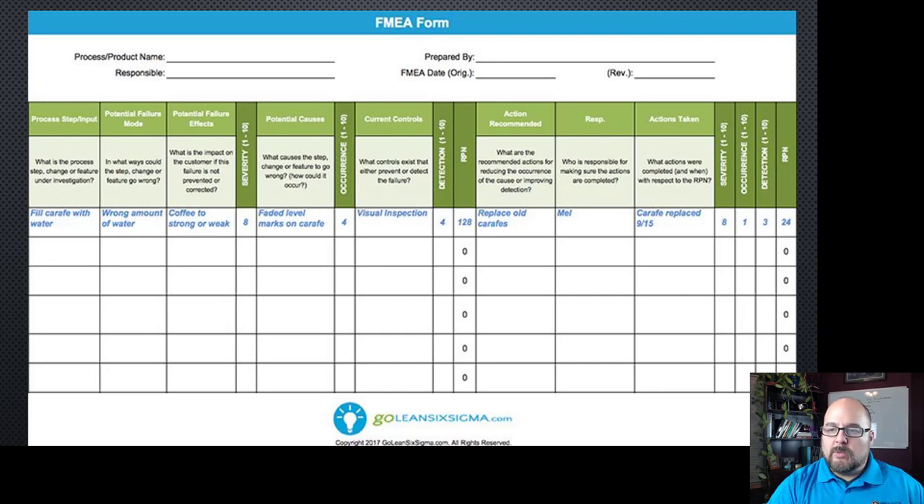Then some workplaces, once they put in corrective factors, recalculate each of these numbers to see if it's gone down. In the example on the screen, the severity stayed at 8, the occurrence went from 4 to 1, and the detection went from 4 to 3. So it went from 128 to 24. Sometimes they put in a ceiling number, so as long as you're below that number, it's no longer a priority for the safety program at that point.